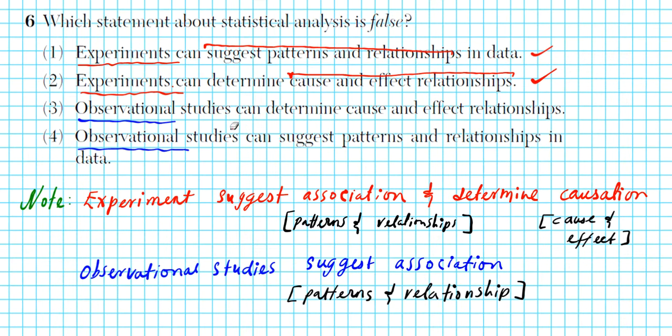Now let's look at option 3. Observation studies can determine cause and effect. Let's look at our notes here. Observation studies suggest just association. You cannot make any changes, so observational studies cannot determine cause and effect. So this statement is false. Statement 4, observational studies can suggest patterns and relationships in data. Absolutely true. That's association for you there. So the statement that's false about statistical analysis is option number 3.